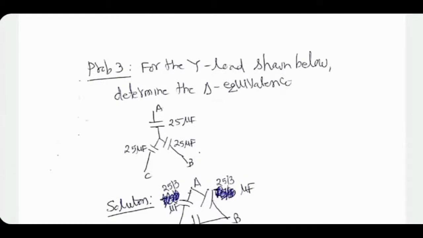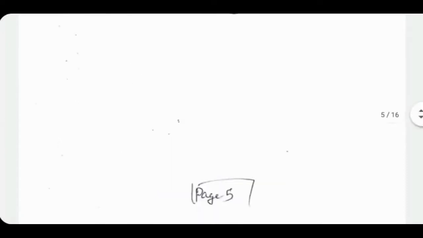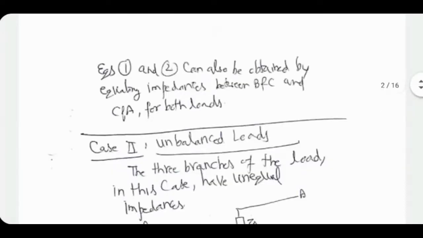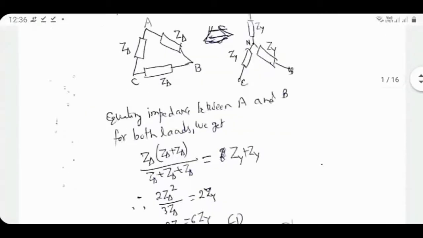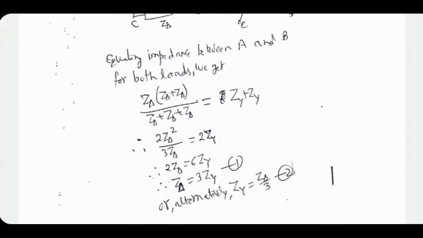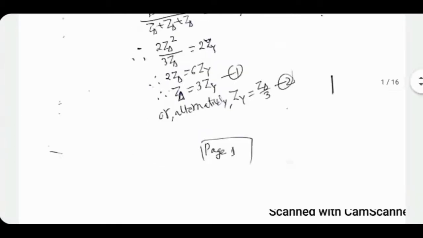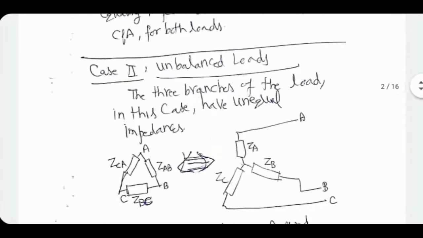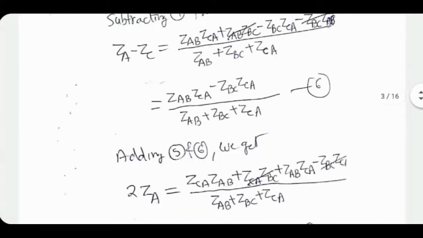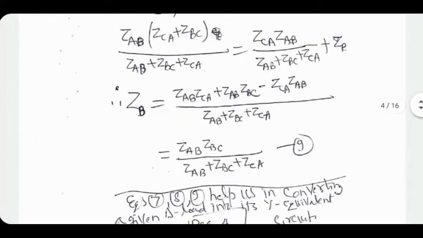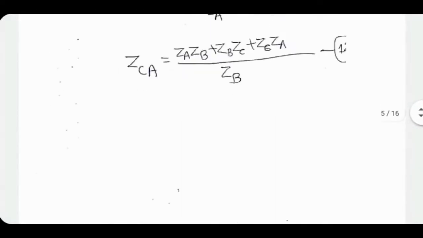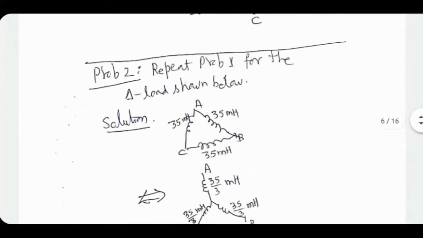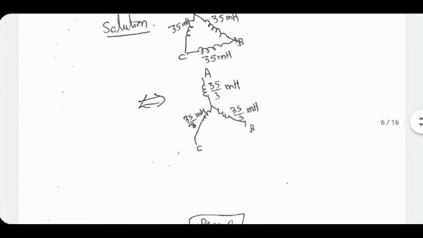Here they want you to convert Y load into delta load. So if you want to convert Y load into delta load, you are given the Y value, so Z delta will be 3 times ZY. Yes, so I think the answer is correct. The impedance has to go up by a factor of 3 because now the conversion is the other way around. As a result, the capacitors will go down by a factor of 3. So there's no mistake here.